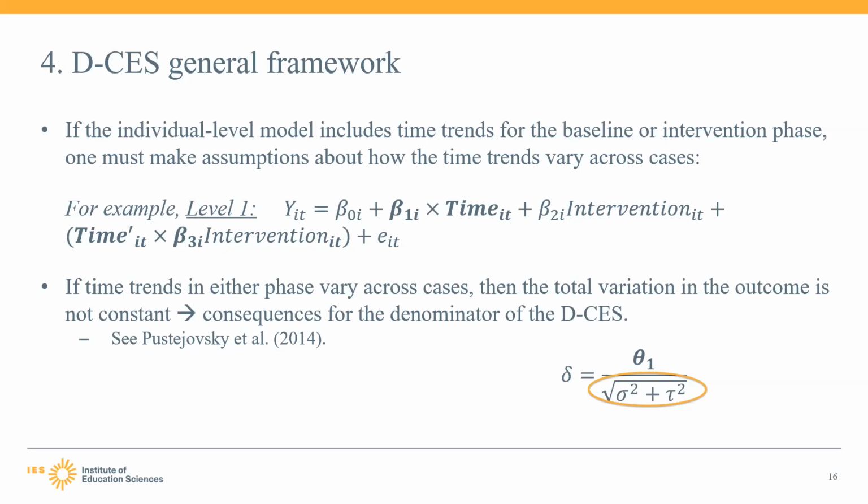Similarly, in models in which the time trends in either phase vary across cases, the total variation in the outcome is also not constant anymore across time points.